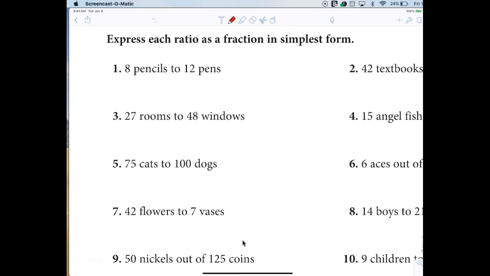Remember, I spent some time discussing whether or not to reduce things. Again, we're going to go through these. I think most of these don't require a calculator. I really don't want you using a calculator. Some of them do require a calculator, and I'll let you know which. All right, so here we go.